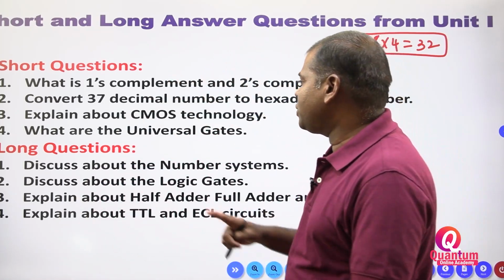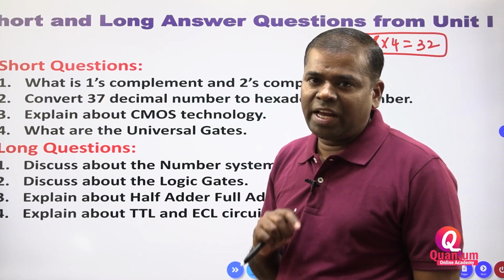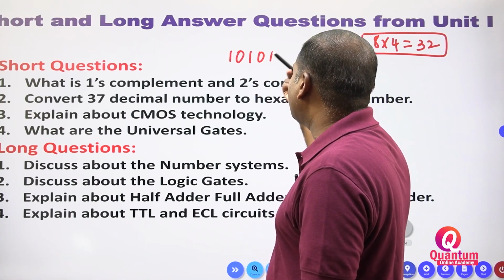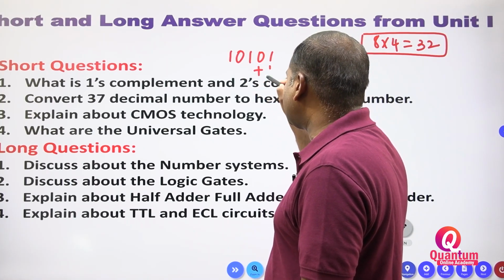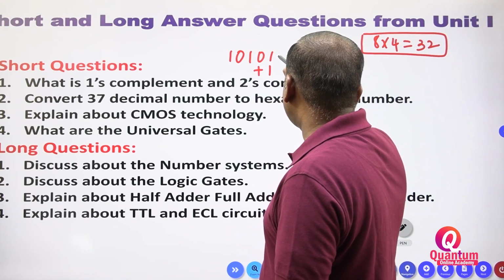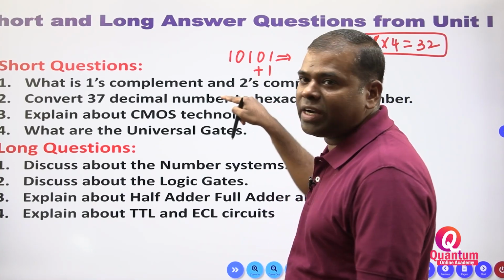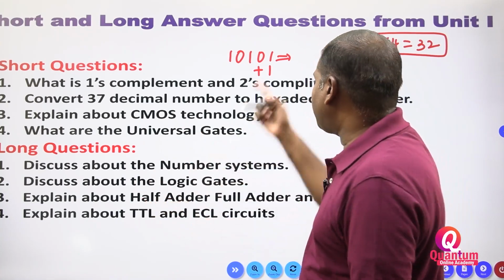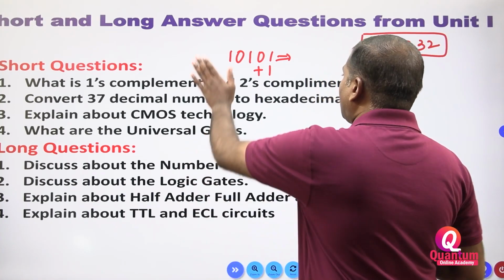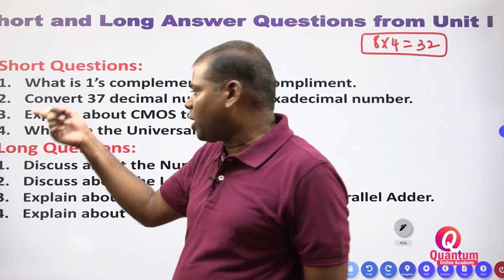First, short questions you have to see. What is ones complement and twos complement? This is very important. Suppose you take the number 1001. Ones complement: you have to convert the zeros into ones and the ones into zeros, and you will get the ones complement. If you add 1 to this ones complement, the twos complement will come. So ones complement and twos complement are important for short questions.